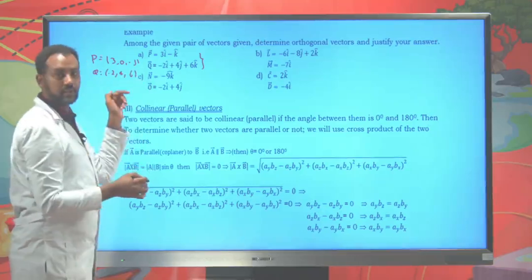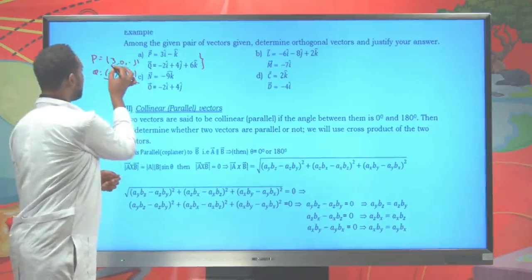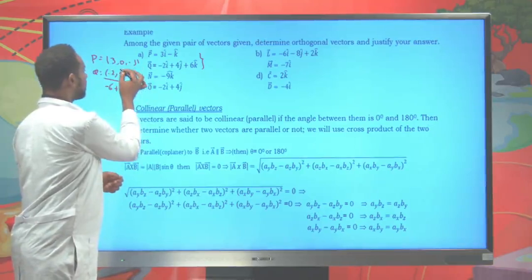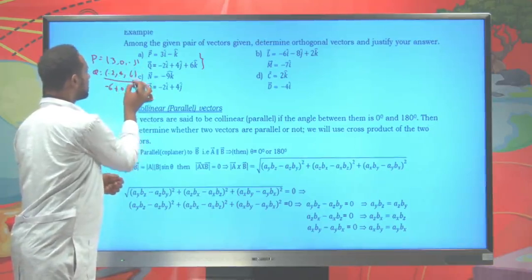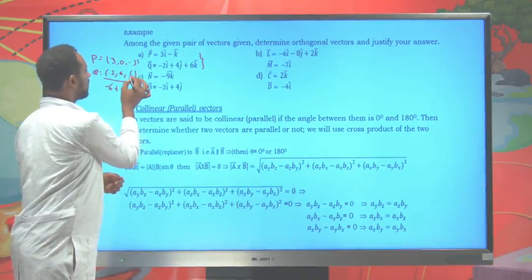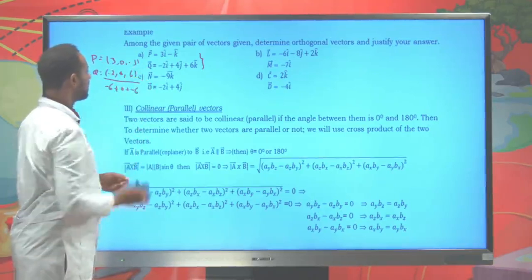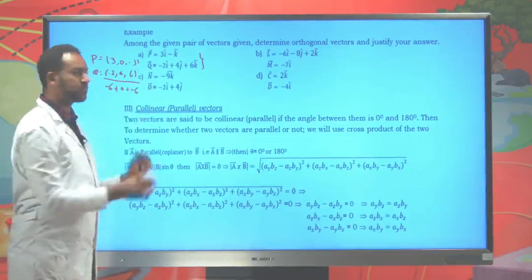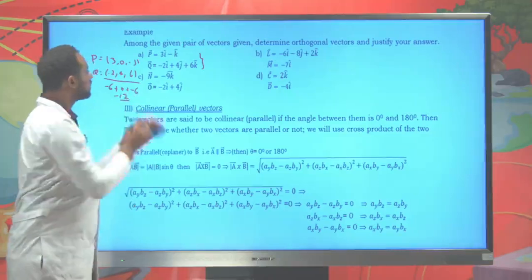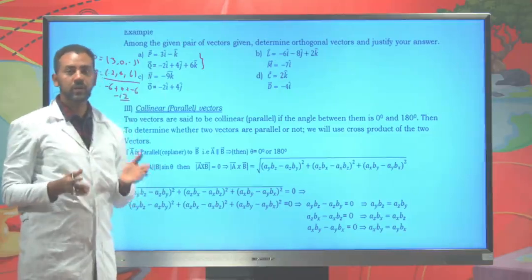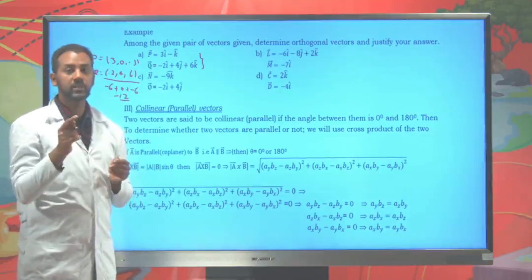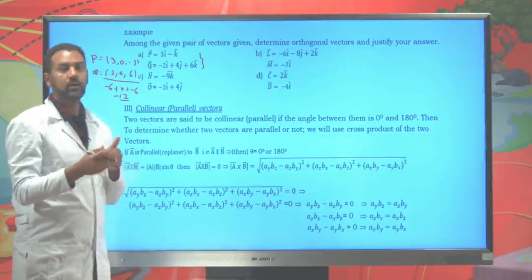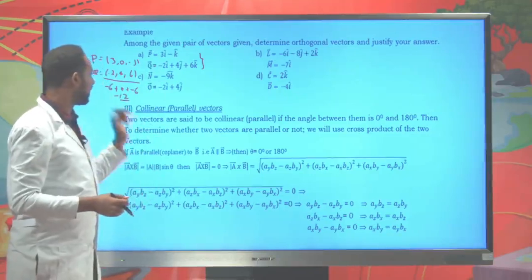Therefore, you have to multiply each respective component. 3 times -2 gives us -6, plus 0 times 4 is 0, plus here you have -1 times 6, which gives us -6. Therefore, -6 plus 0 plus -6 gives us -12. Therefore, these two vectors are not orthogonal, because whenever you find the dot product of two vectors, it should give us 0. If it is 0, you can say that they are orthogonal. But here it gives us minus 12.